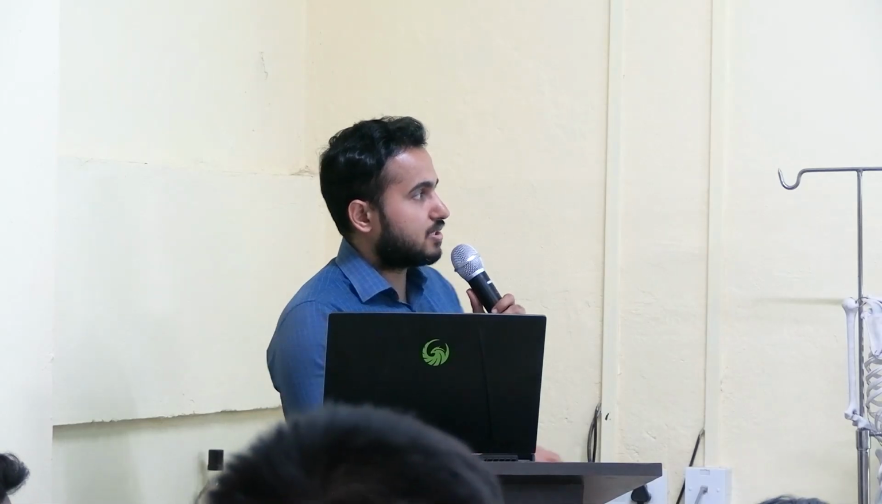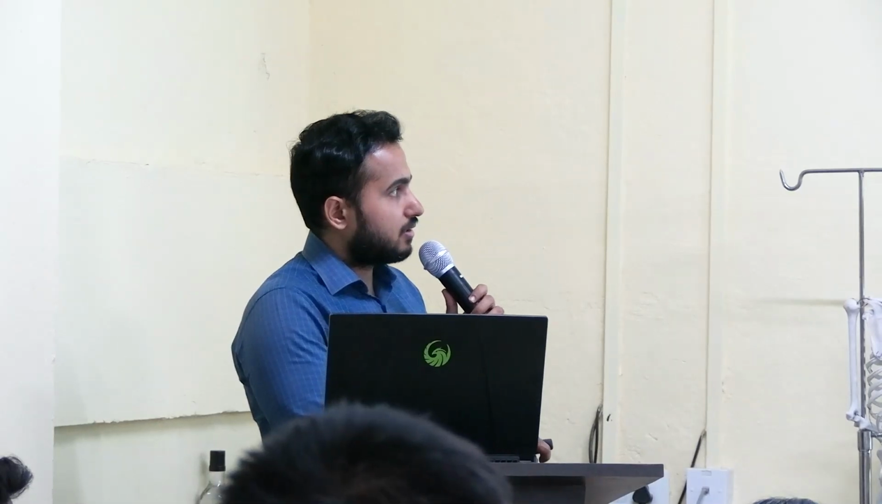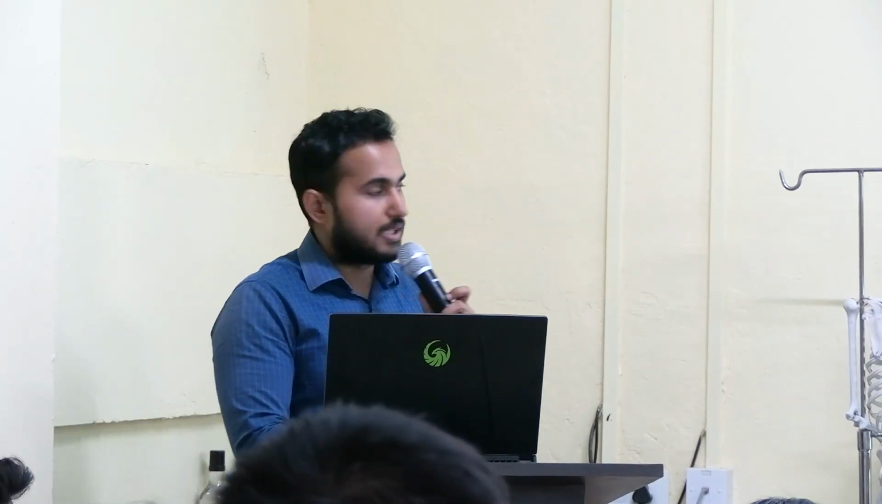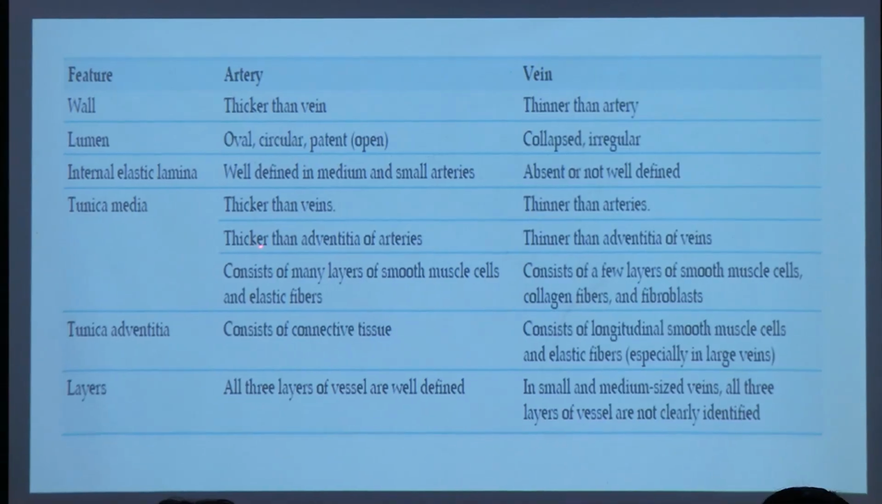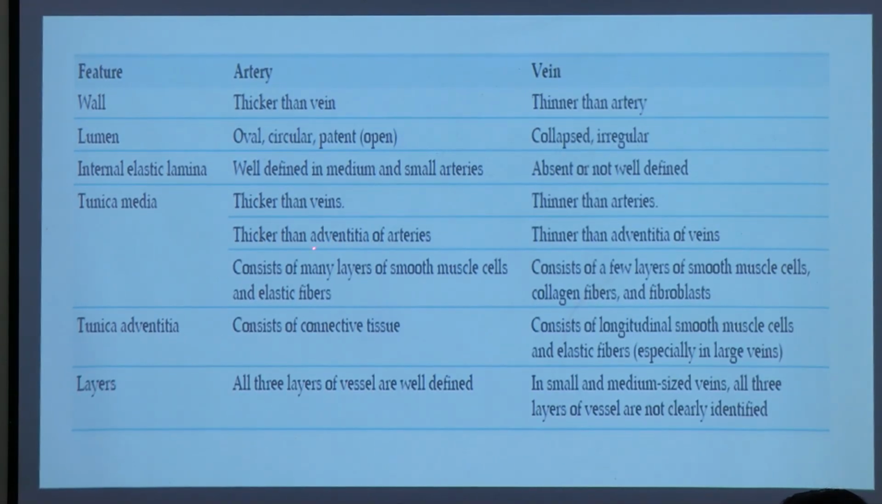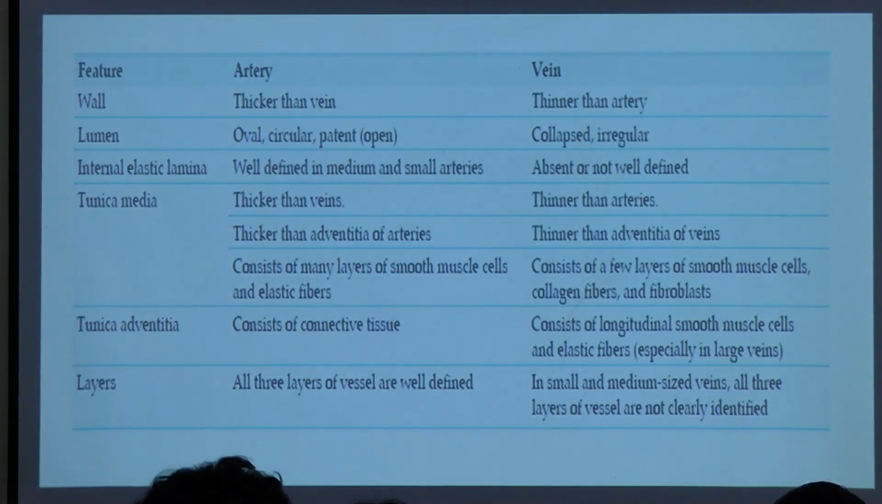Next, if you see the lumen, here it is oval or circular in pattern, but in case of vein it is collapsed and irregular. Next, the internal elastic lamina is well defined here, and in the vein it is absent or not well defined. Next, the tunica media is thicker in case of artery, and thinner in vein. Okay. Next, the adventitia is thicker in the vein, but in the artery it is thinner than the tunica media. That means यहाँ पे जो है tunica media, it is thin in case of vein, but in case of artery the tunica media is thick. Okay, we have seen the differences.